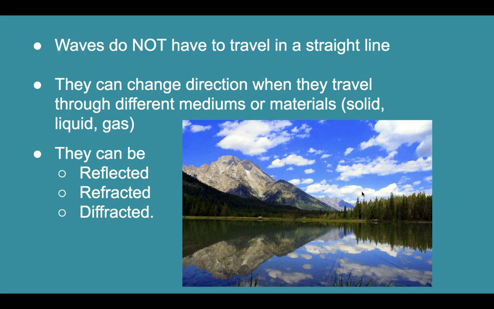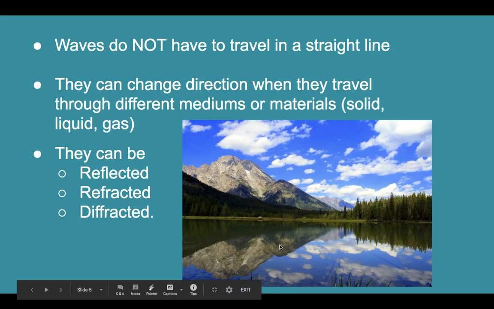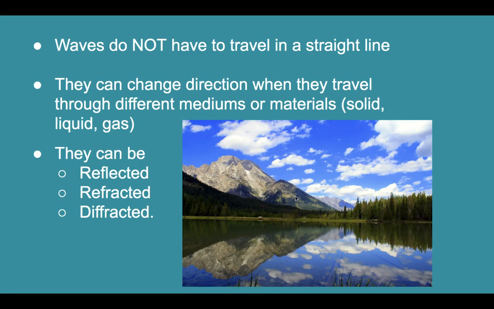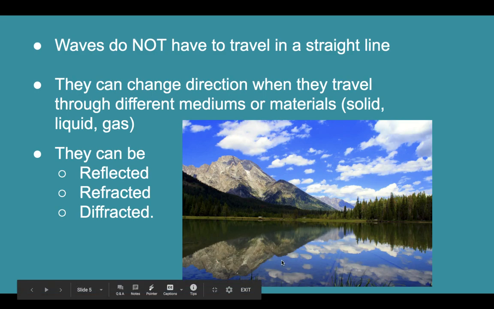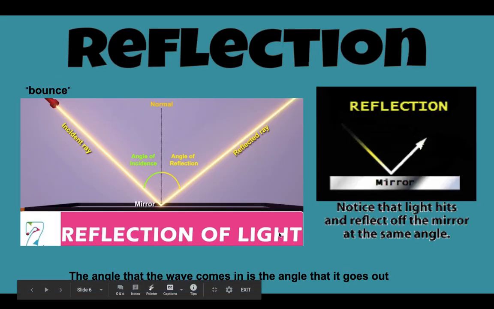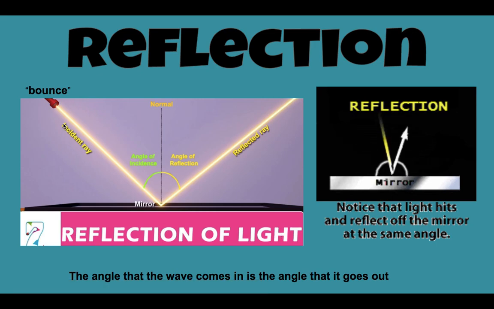Reflection is just what you think it is. Here is a lake. You can see the reflection of the sky, the reflection of the mountain and the trees in the water. So the law of reflection says that the angle that a wave comes in is the angle that it goes out. That's all it says. So let's look at this picture over here. This angle, it goes out at that angle. If it comes in steep, it goes out steep. You see that? If it comes in gradual, the light, it goes out gradually.